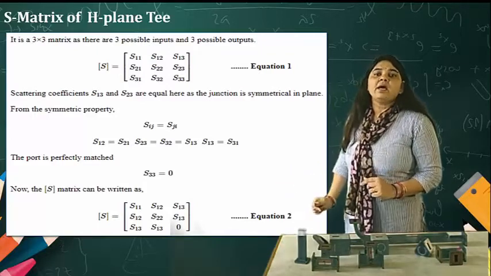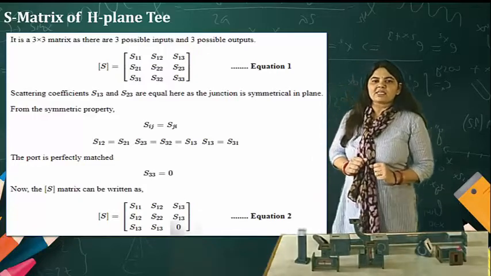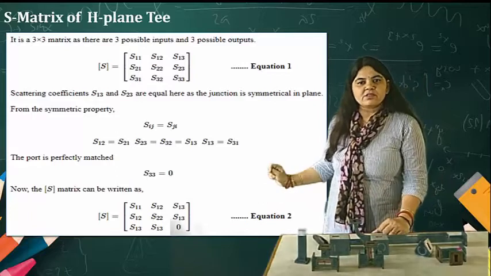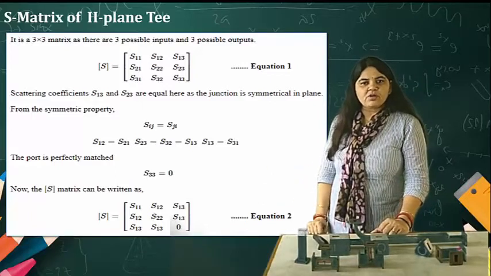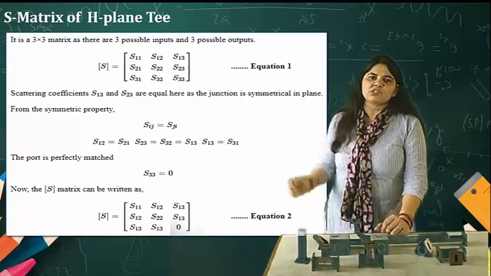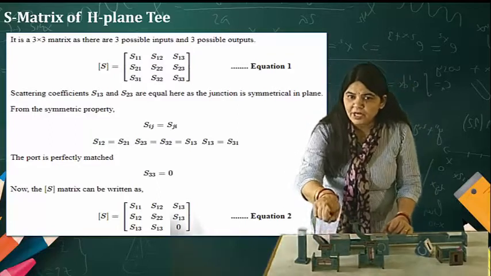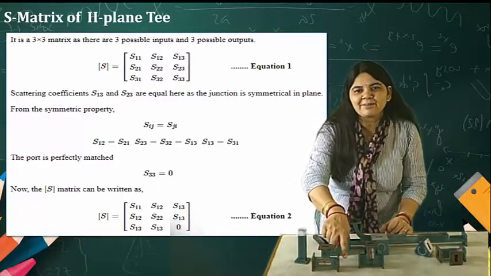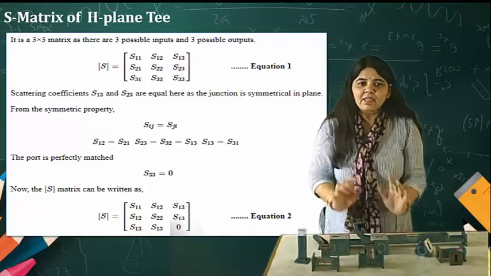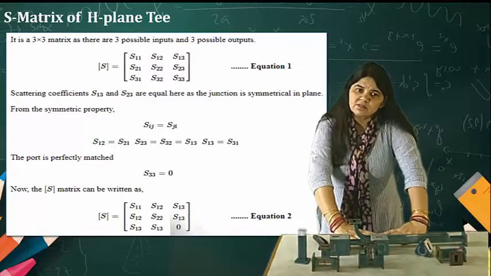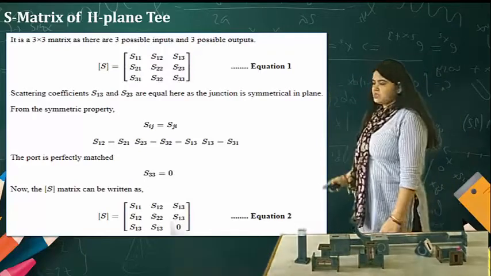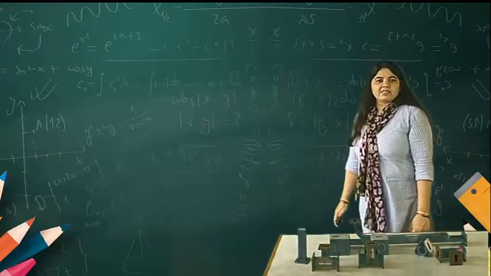Now what is S21? According to the property, S21 is S12. In the equation which I put, S12, S22, and S23 is S13, because you are applying the input from port number 3. The equal output is available at port number 1 and port number 2. So you can have S33 is equal to 0. Now we are putting all the values inside the equation, and this is the matrix I have.